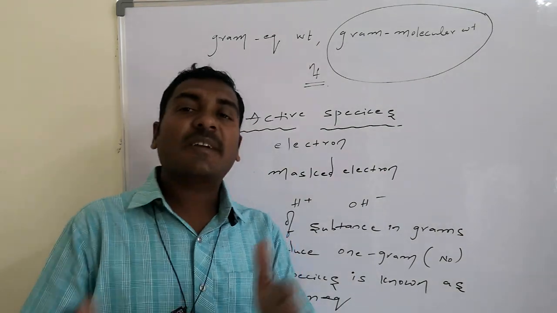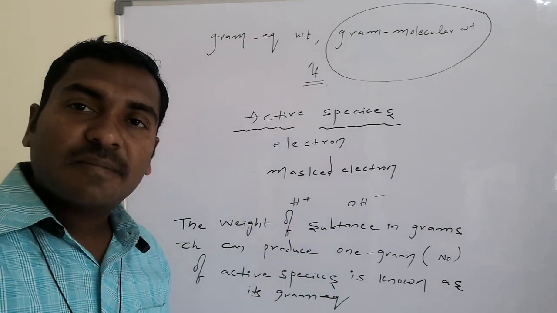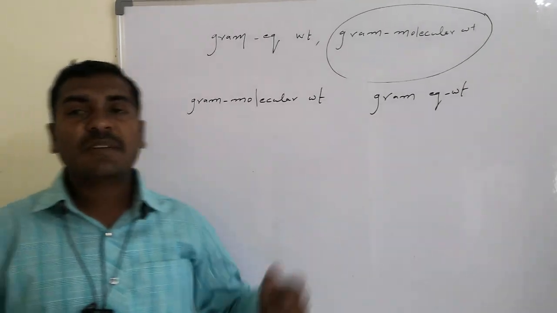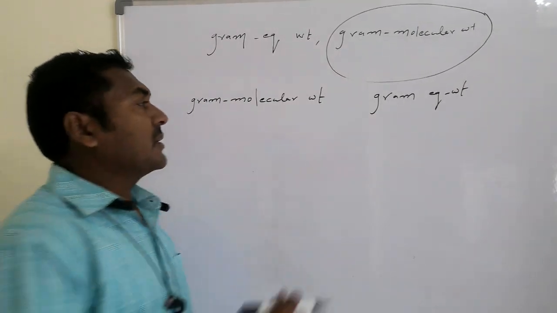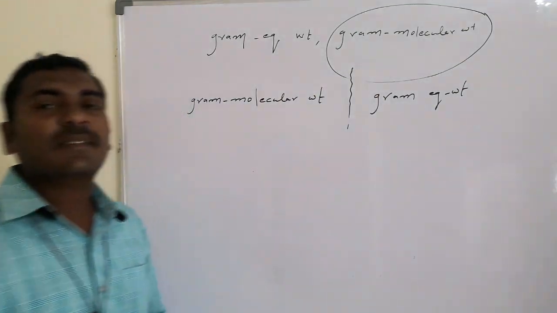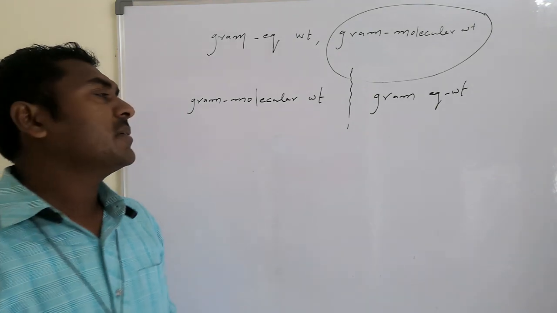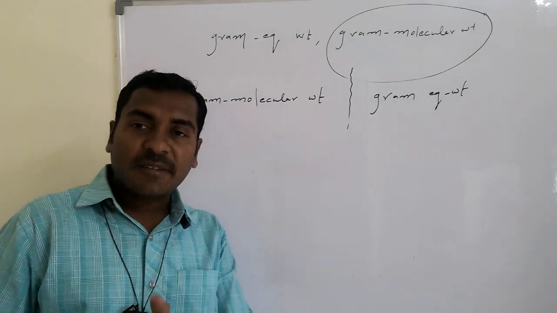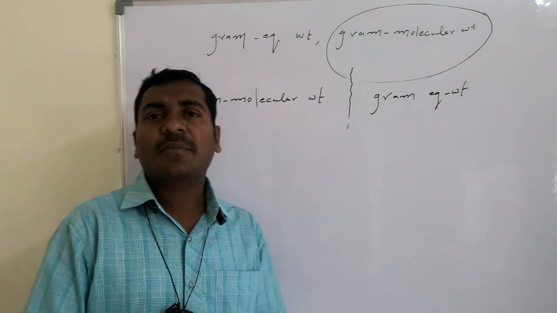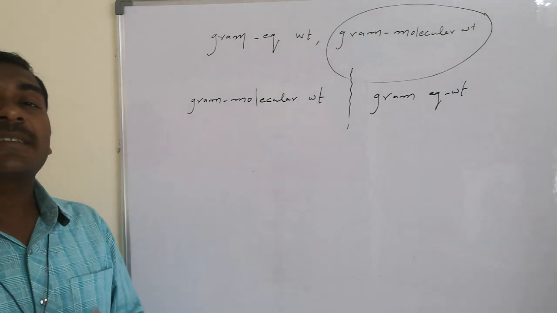Now this gram equivalent weight and gram molecular weight are interrelated. There are two different terms. One is gram equivalent weight and the second one is gram molecular weight. In majority of the cases, these two terms are present. In some cases, gram equivalent weight also becomes equal to gram molecular weight. But in some other cases, gram equivalent weight is different from the gram molecular weight. Though that can be same, that can be different, they are interrelated one with the other.